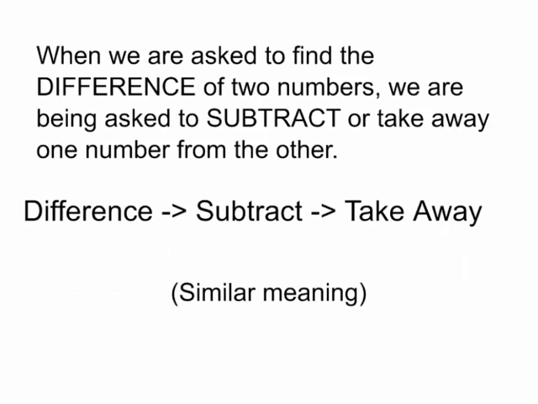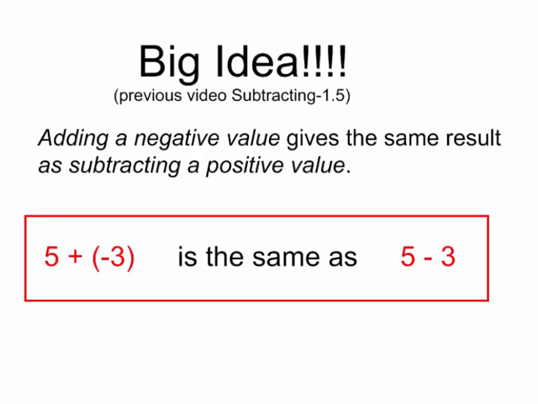When we are asked to find the difference of two numbers, we're being asked to subtract or take away. Just a reminder that difference, subtract, and take away all have similar meaning. From the previous video, we had the big idea that adding a negative value gives the same result as subtracting a positive value. So if you could see here, adding a negative gives me the same result as subtracting a positive. In this case, the answer is 2 for both. So that's from the previous video. If that's a little rusty, you may wish to go back and watch that again.